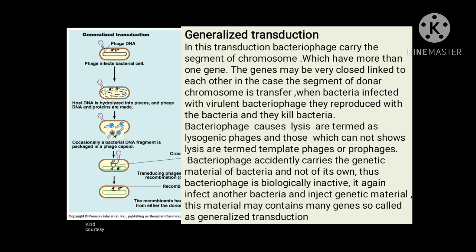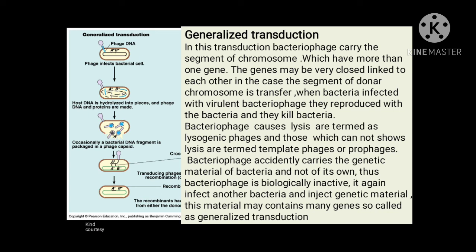First of all, we will see generalized transduction. In this transduction, the bacteriophage carries a segment of chromosome which has more than one gene. The genes may be very closely linked to each other. In this case, the segment of donor chromosome is transferred when bacteria are infected with a virulent bacteriophage. They reproduce within the bacteria and kill the bacteria.